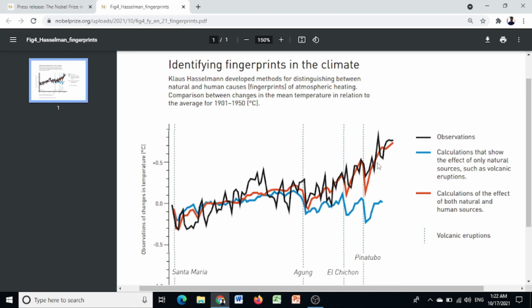That is, the blue line is due to natural sources like gases from volcanic eruptions, and look, its effect is not so dominant. The red line shows the calculation based on temperature rises more due to human activities or human intervention. And the actual observation supports the calculation of the effect of both natural and human sources. So this is the clear fingerprint that human intervention or human activities definitely increases the temperature.